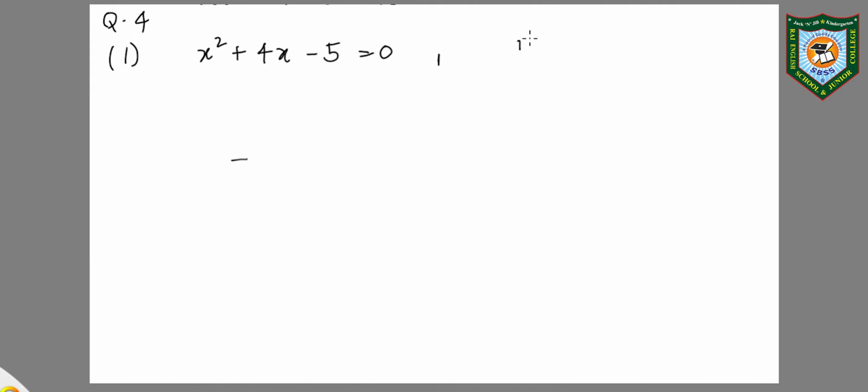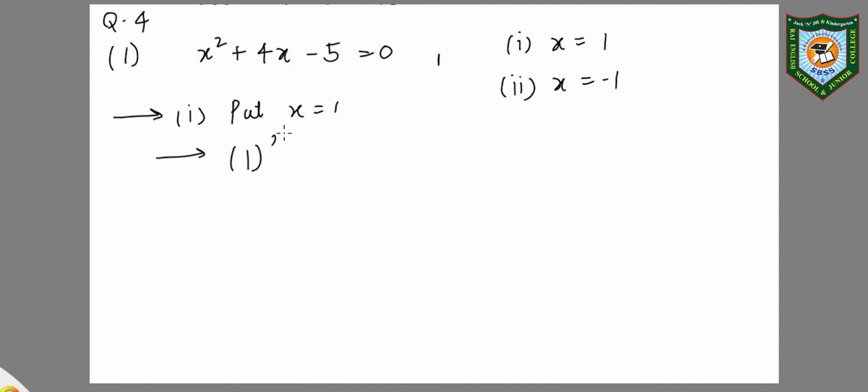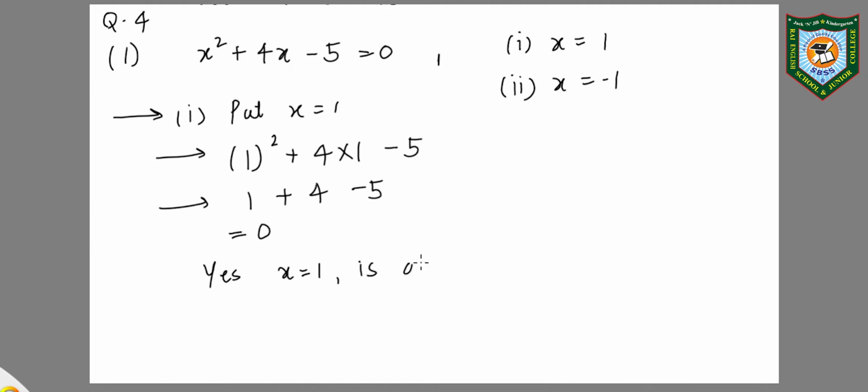I have two values for x. The first one is x is equals to 1 and the second one is x is equals to minus 1. So for the first case, I'll put x is equals to 1. This implies 1 whole square plus 4 into 1 minus 5. 1 square is 1, 4 into 1 is 4, and this is minus 5. 1 plus 4 minus 5 is equals to 0. So yes, x is equals to 1 is a root for the given equation.